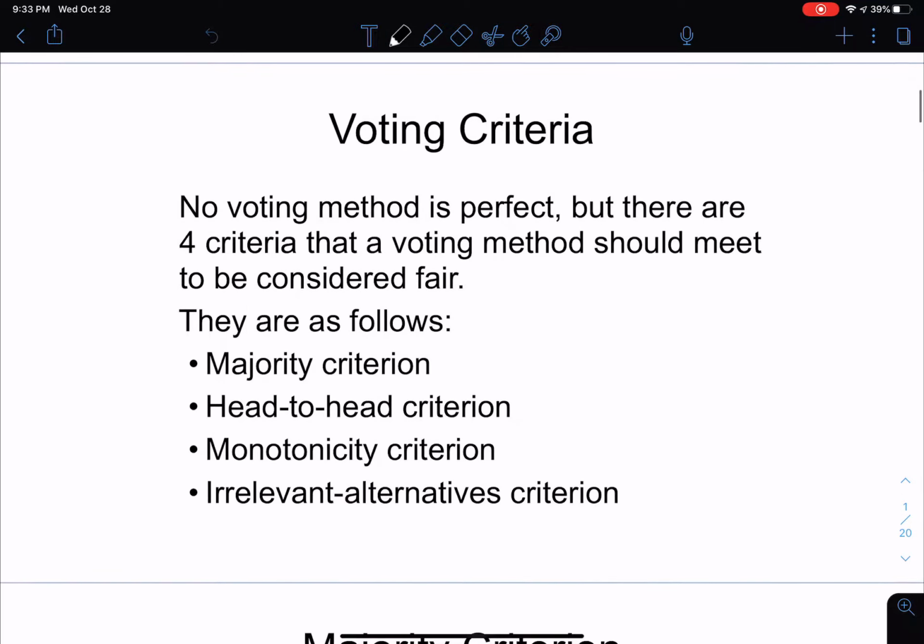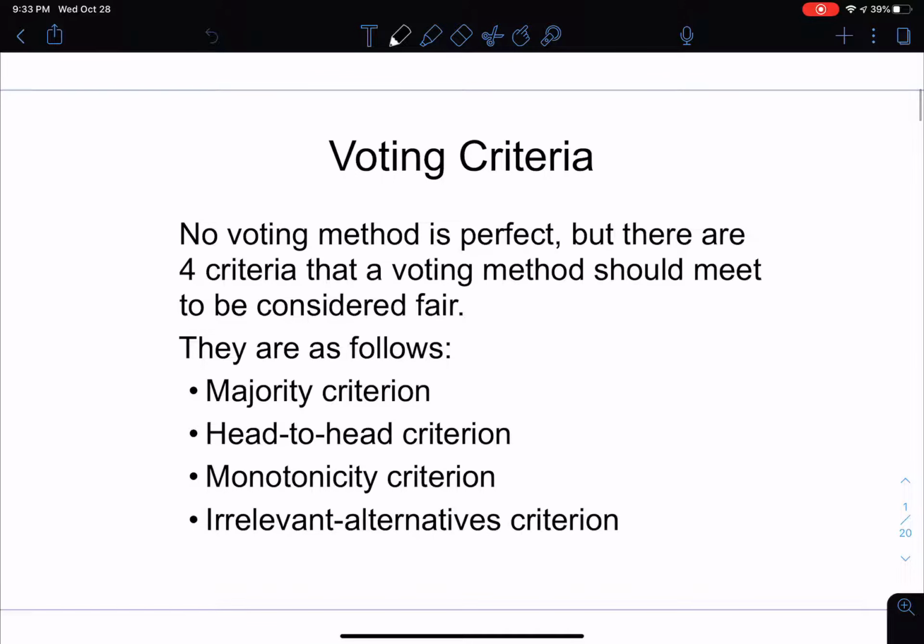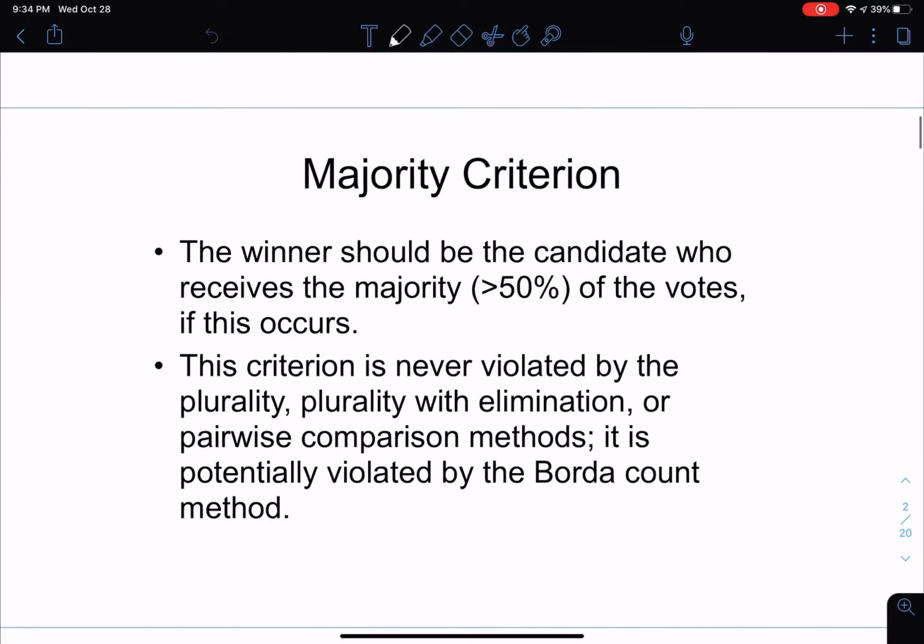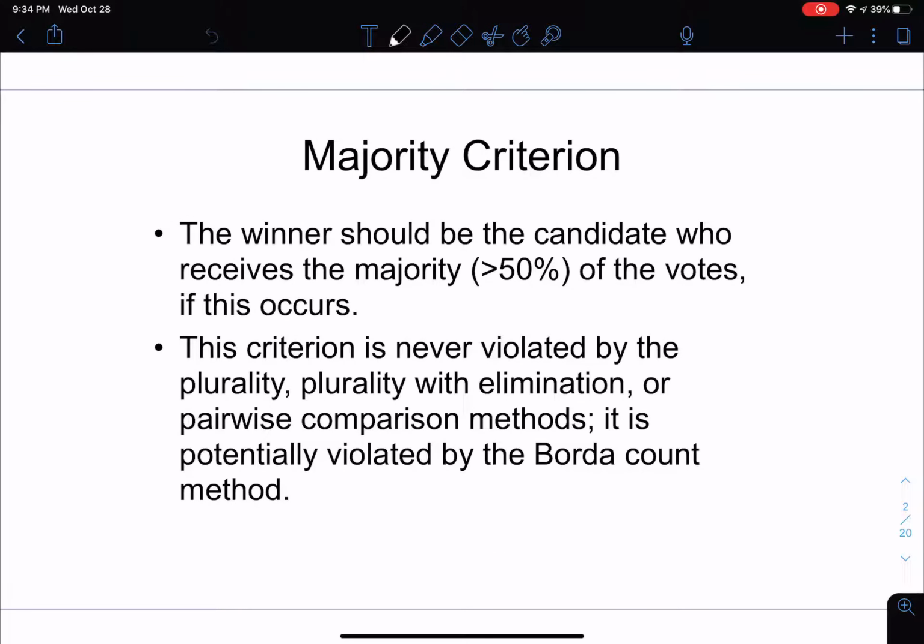All right, no voting method is perfect, but if you want to consider a voting method to be fair, they need to meet 4 criteria. And we're going to go through each of these and see examples of what they mean. The 4 criteria include the majority criterion, the head-to-head criterion, the monotonicity criterion, and the irrelevant alternatives criterion. So let's tackle the majority criterion first.